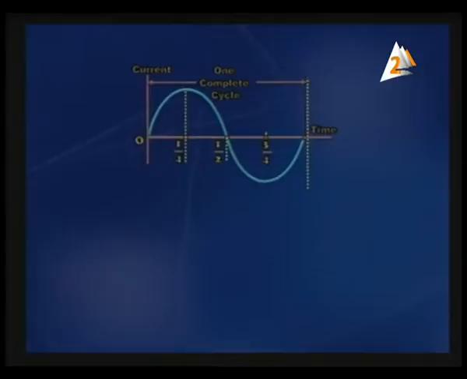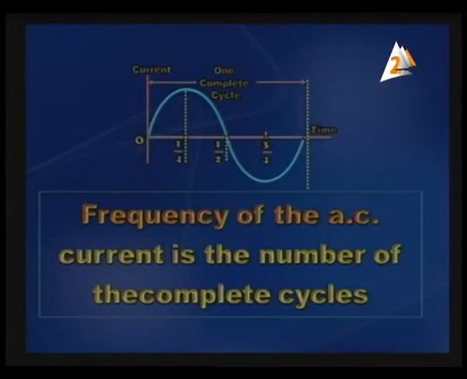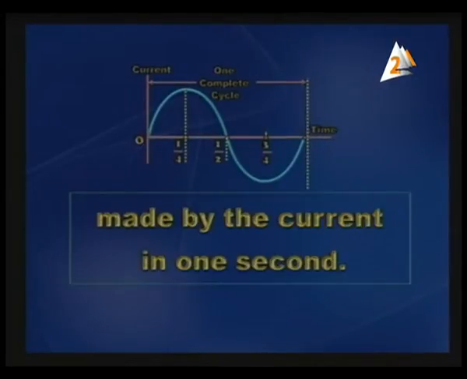And the question now, is there a relation between the frequency of the current and the frequency of the dynamo which generates the current? First of all, let's define frequency. Frequency of the AC current is the number of complete cycles made in 1 second. So, once again, it is the number of complete cycles made in 1 second. And of course, the unit of frequency is hertz, cycle per second, or revolution per second.